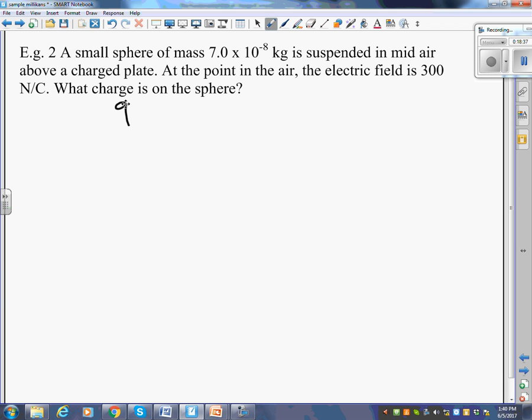You'll note once again that this thing is suspended, which means that the weight force is equal to the electric force. They are balanced. Okay, what do we know? We know the mass, don't we? If you know the mass, you can find the weight force. Fw is equal to mg.